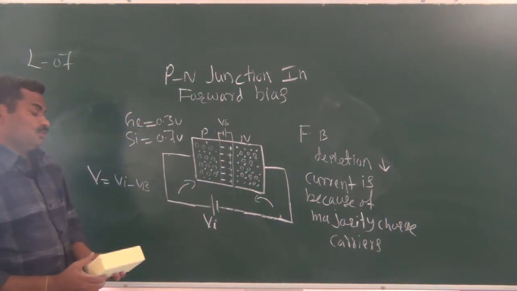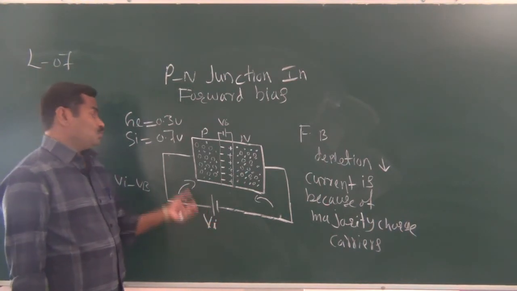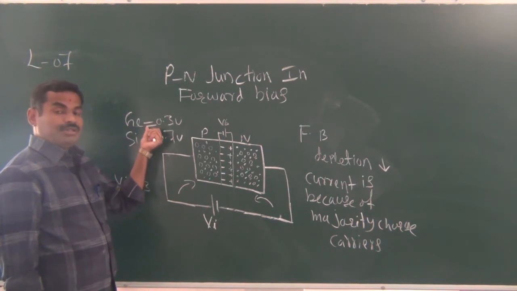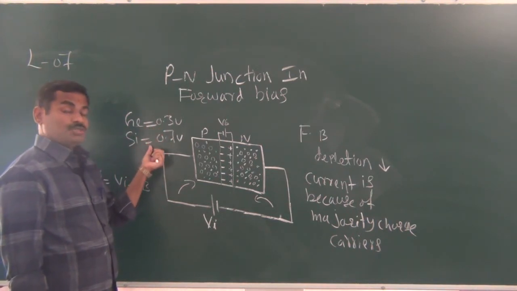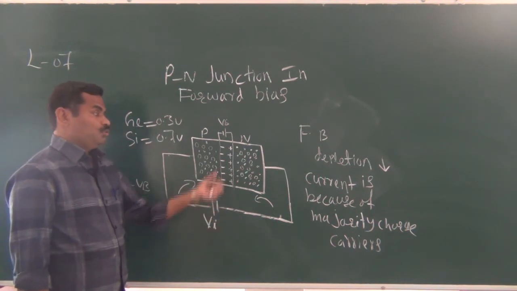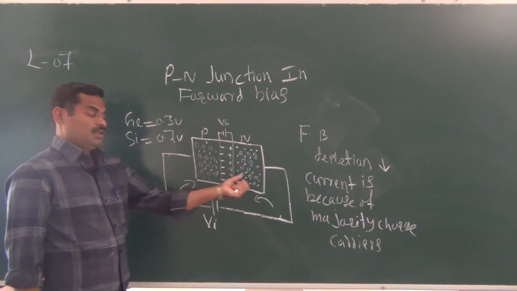And the last point is that we have to apply the external voltage, and that voltage should be more than the barrier potential. The barrier potential for germanium is 0.3 volts and for silicon it is 0.7 volts. It means we have to apply an external voltage more than 0.3 or 0.7. Then only the current starts conducting.